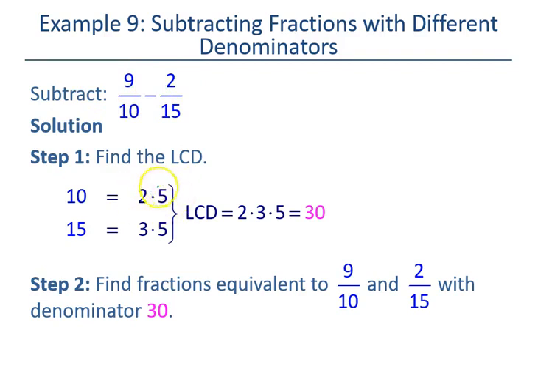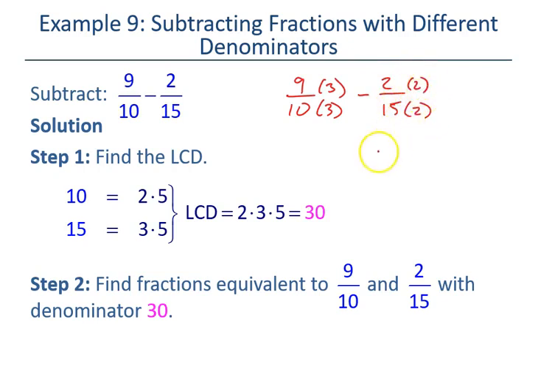First off, we factorize, and then we get 30. Once we find the 30, we can go, well, how many times will it take for 10 to become 30? So I can rewrite this as 9 over 10. To get that to 30, I need to multiply by 3, bottom and top. Then subtract 2 over 15. It takes a multiplication of 2 to get that to 30.